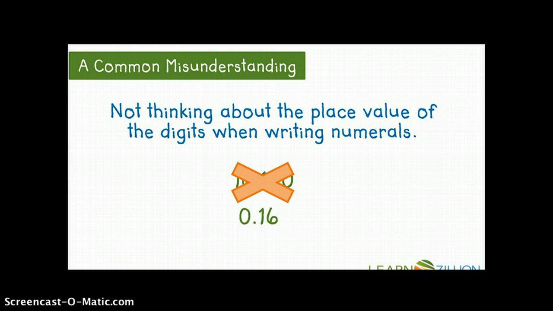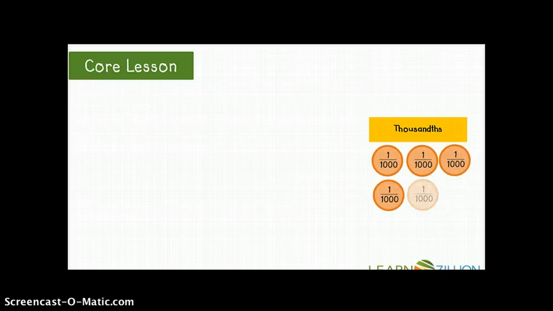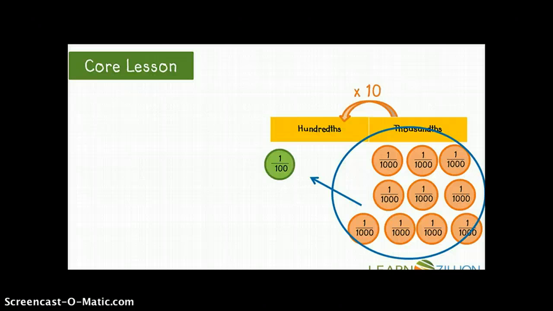Let's take a look at how the decimal place value system is created, starting with the thousandths place. We can count out thousandths until we have a group of 10. Is there a larger unit we can make? We can make 1/100th. Because it takes 10 thousandths to make 1/100th, we can say the value of the hundredths place is 10 times greater than that of the thousandths place. 1/100th is 10 times as much as 1/1000th.